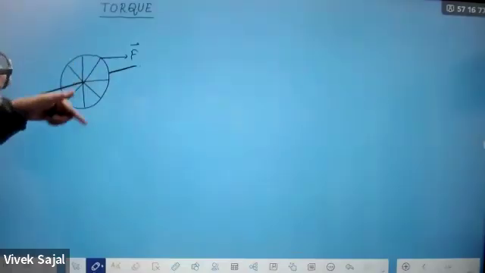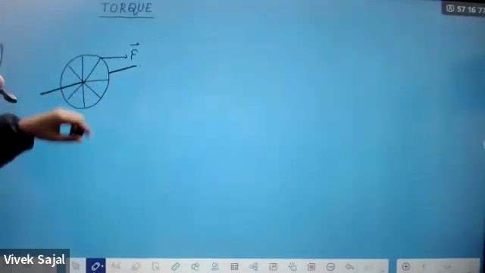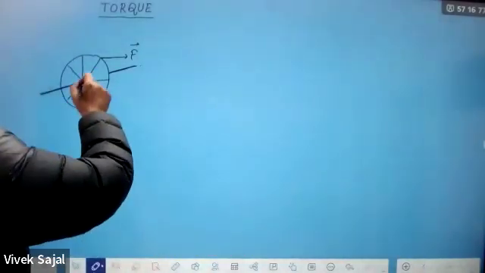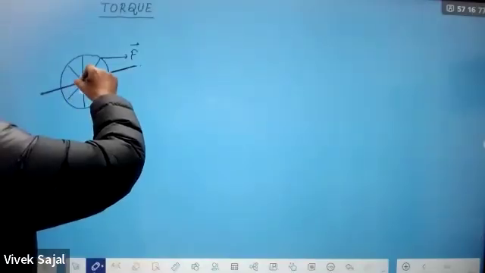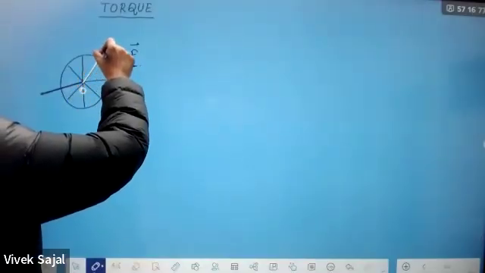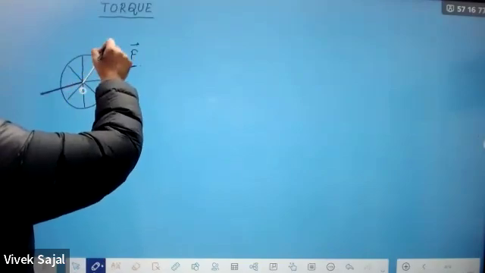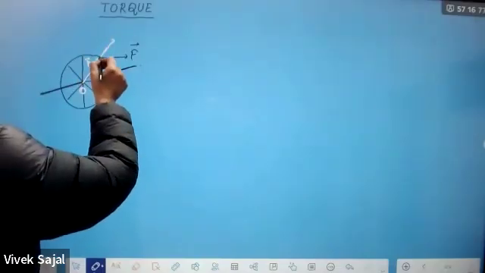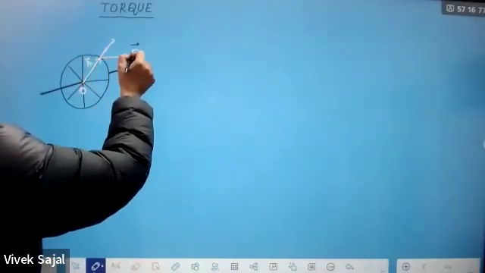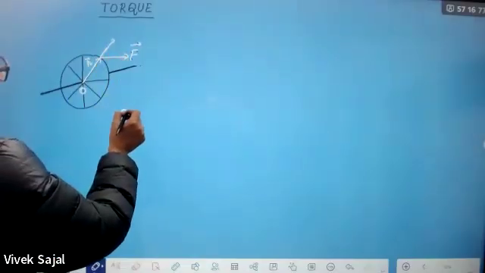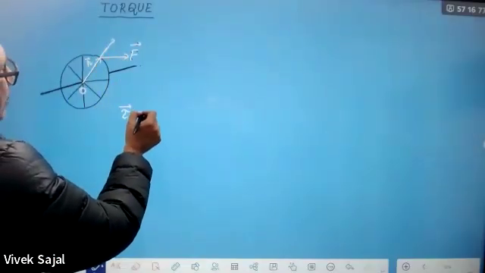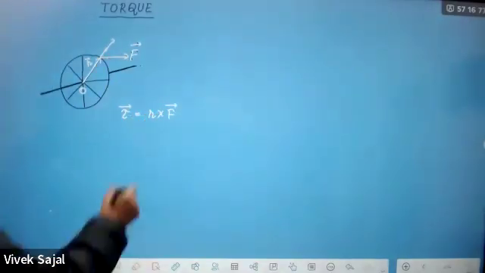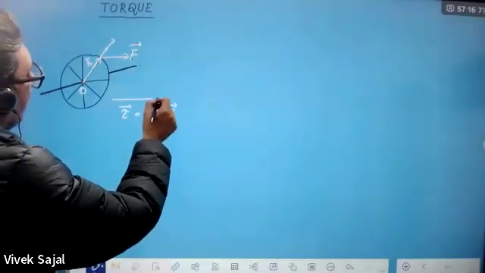So here when this body is pivoted like this and you are applying a force in this way, then this body is going to rotate. So we say that a torque is acting on it. It is going to rotate about this point O, and this will be the R vector here, in this way, and this is F. So how much torque is acting on it? Torque is given by R cross F.